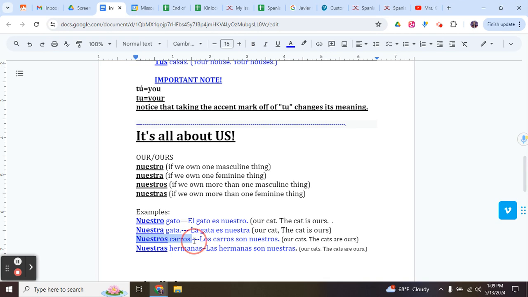Nuestros carros, our cars. Or I could say, los carros son nuestros. The cars are ours. Nuestras hermanas, that's feminine and plural. Las hermanas son nuestras. The sisters are ours.